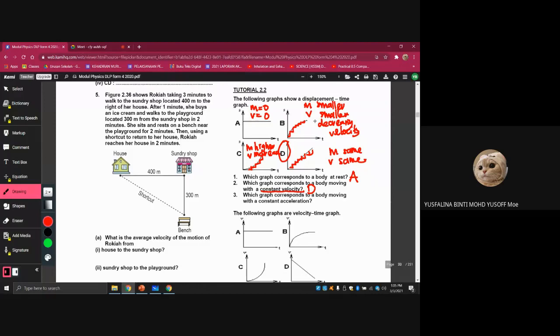For B, there is a possibility because there is still a gradient here. This one also still has a gradient, and D also has a gradient. So I will draw these three graphs and show you how to transform from displacement against time to velocity against time, and then to acceleration against time.